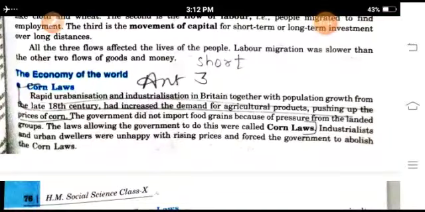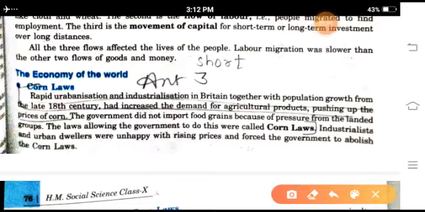Due to the rapid industrialization in Britain, together with population growth in the 18th century, the demand for agricultural products increased, pushing up corn prices. The government did not import food crops because of pressure from the landed groups. The law allowing the government to do this was called the Corn Law.